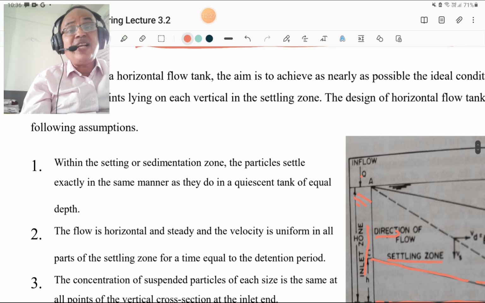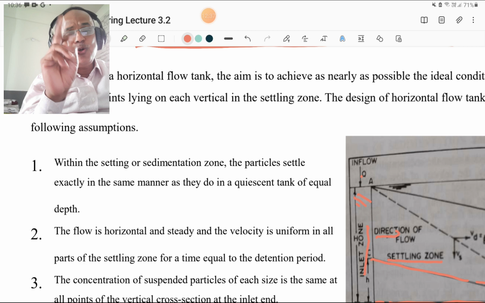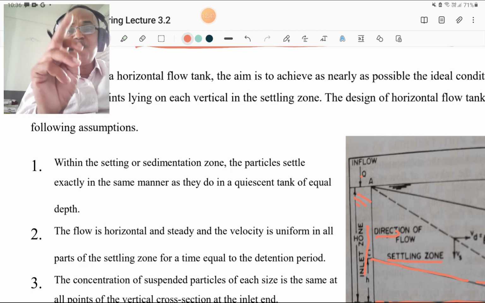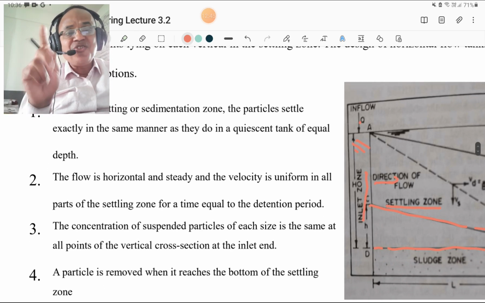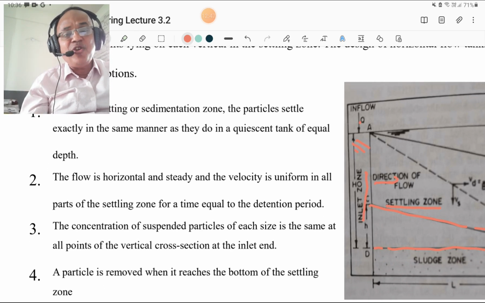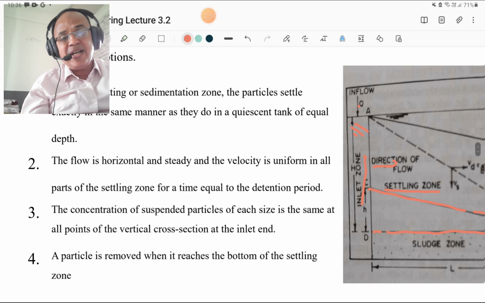What are the assumptions in design of such a horizontal flow type of tank? Within the settling or sedimentation zone, the particles settle exactly in the same manner as they do in the quiescent or fill and draw type of tank of equal depth. That is important. The flow is horizontal, steady, and the velocity is uniform in all parts of the settling zone for a time equal to the detention period or rest period.